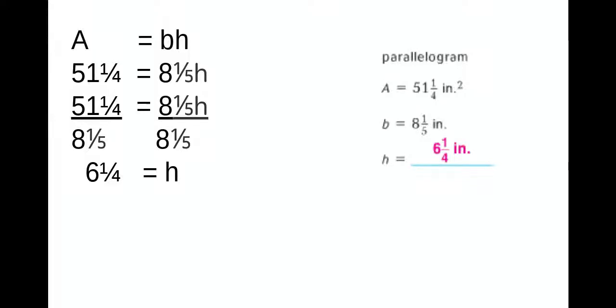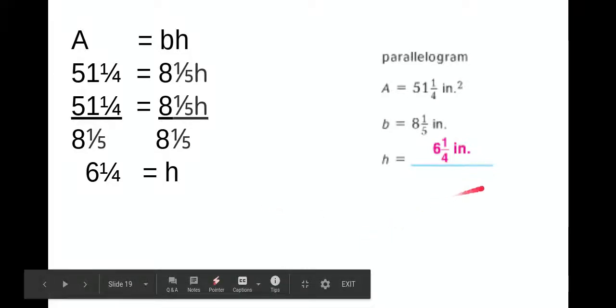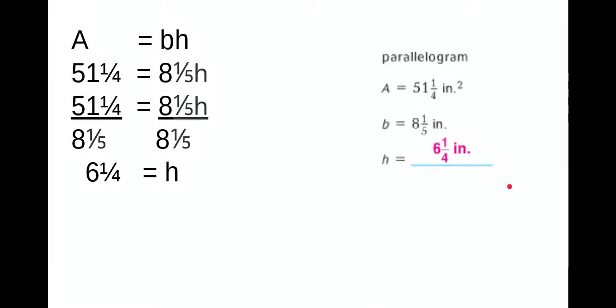Or you could do this all on a piece of paper. Take those two mixed numbers, change them into improper fractions, and then multiply using the reciprocal. Either way, it should be 6 1/4 inches. Your final answer technically should be 6 1/4 inches, but if you want to type it in as a decimal, that's okay too.